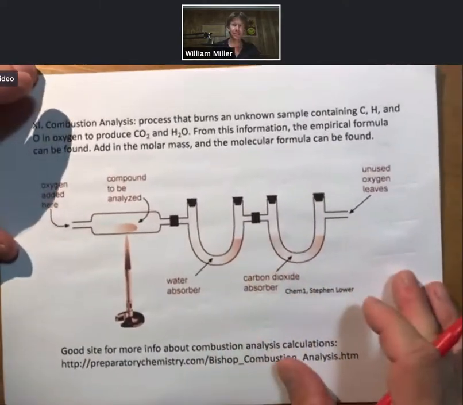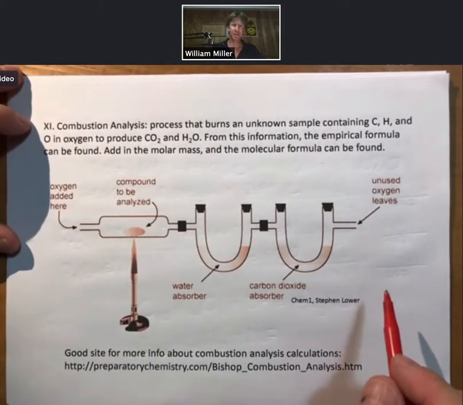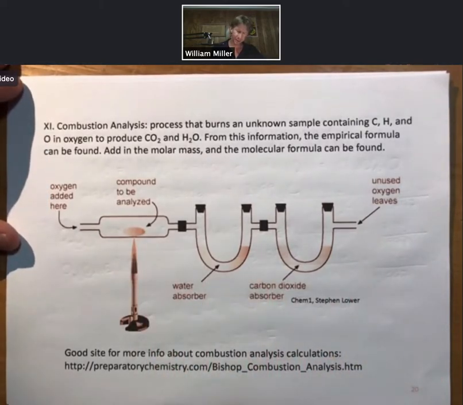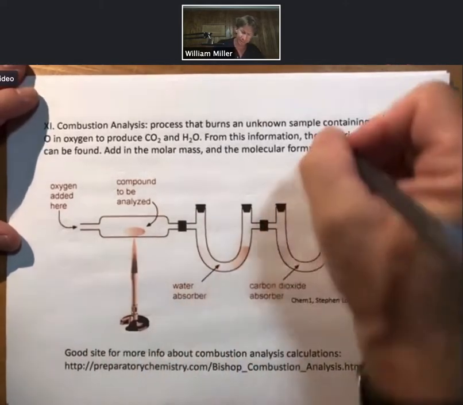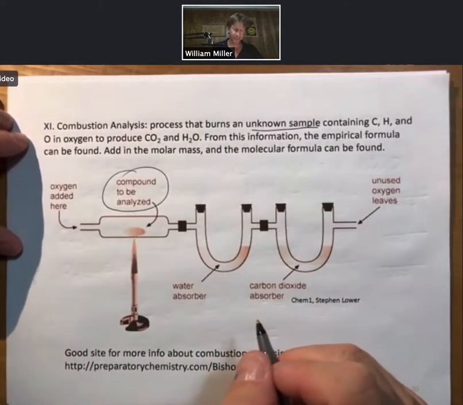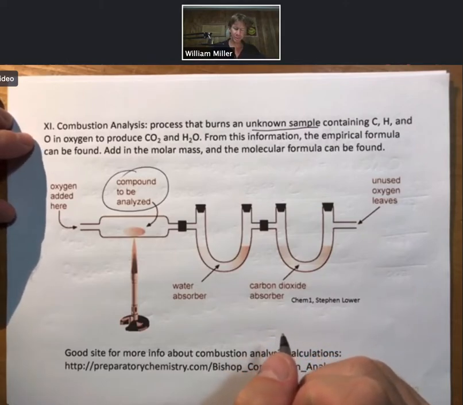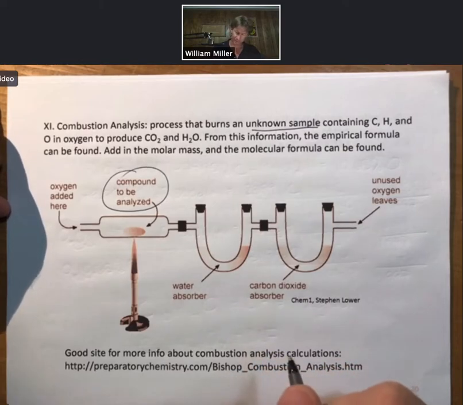Now, our last type of problem that is similar, although it has some new aspects, is what's called a combustion analysis problem. Combustion analysis is a process that burns our compound to be analyzed, our unknown sample, if you will, containing carbon, hydrogen, and oxygen, and sometimes other elements, as we'll see, in oxygen to produce carbon dioxide and H2O. From this information, the empirical formula can be found. Add in the molar mass and the molecular formula can be found as well.